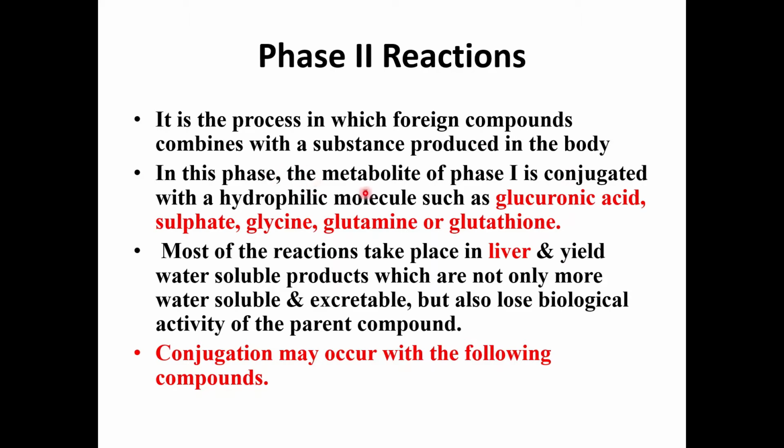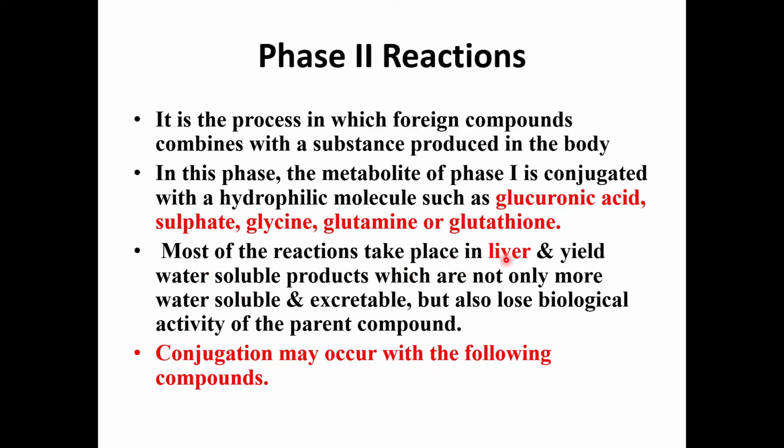In this phase, the metabolite of phase 1 is conjugated with a hydrophilic molecule such as glucuronic acid, sulfate, glycine, glutamine, or glutathione. All these are metabolites that are produced in our body. So a foreign compound or a xenobiotic combines with the substance produced in our body and converts to the hydrophilic or excretable form. Most of the reactions take place in the liver.